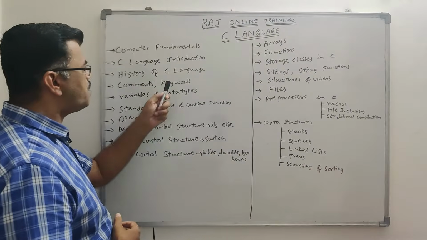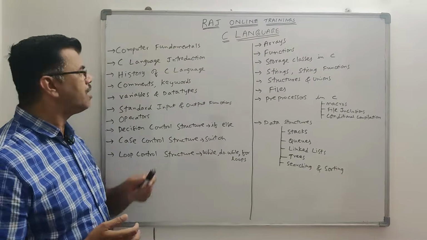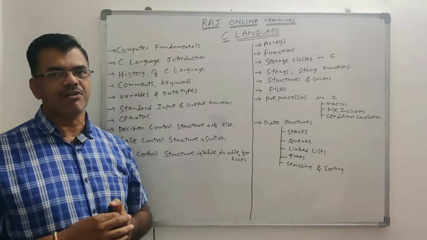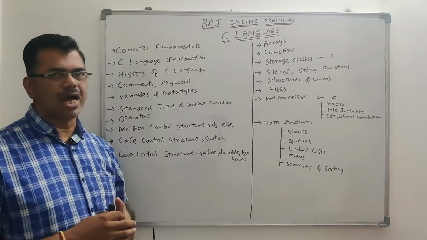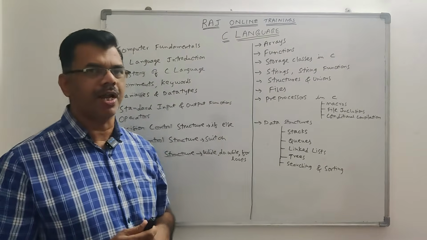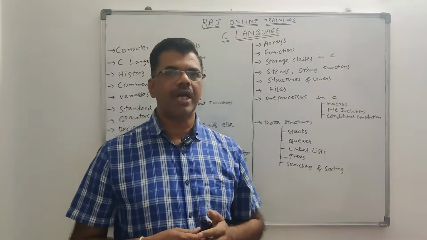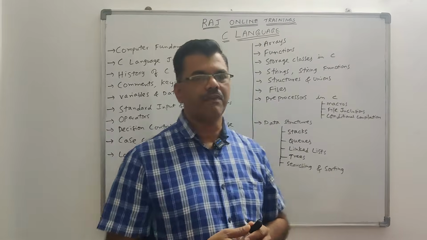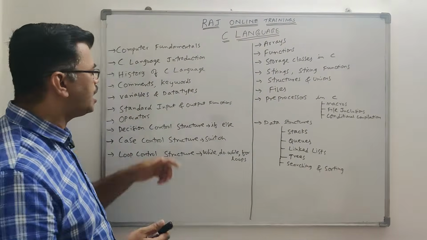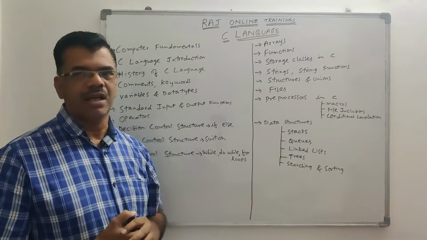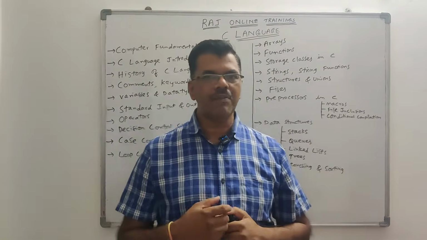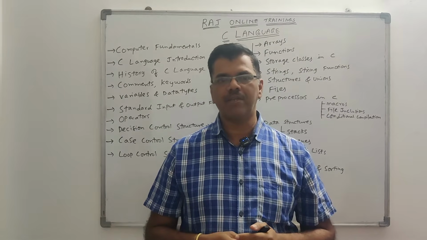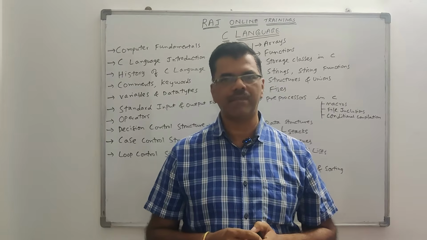The next one, once we understand the C language introduction and the history of C language, we are going to understand the basic terminology of programming like the meaning of comments and keywords. When you are writing a program, we need to elaborate about our program in our own words. That we call documentation. This documentation we do by using comments. And the next important term is keywords. When you go with any programming language, there will be some predefined words which are understood by the programming language. Those words we call keywords.